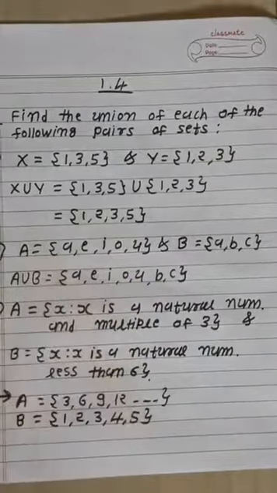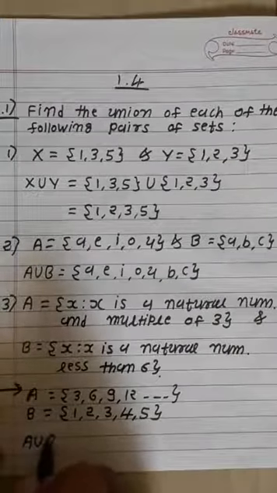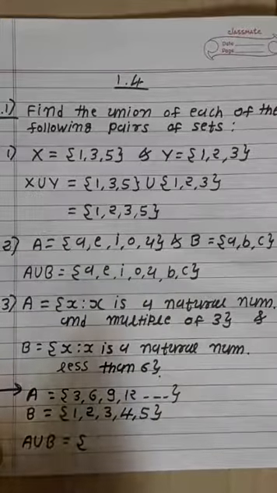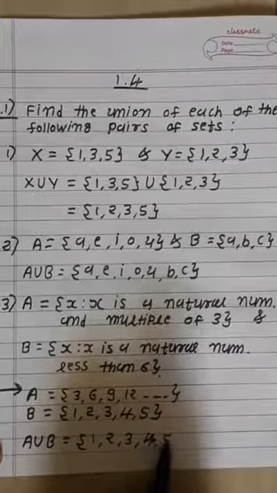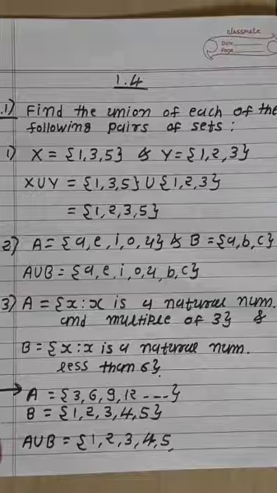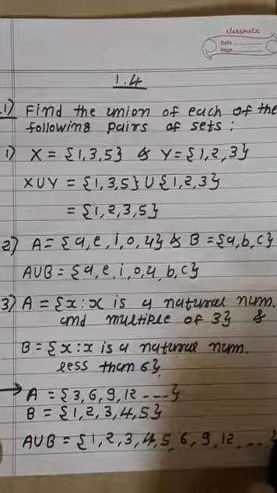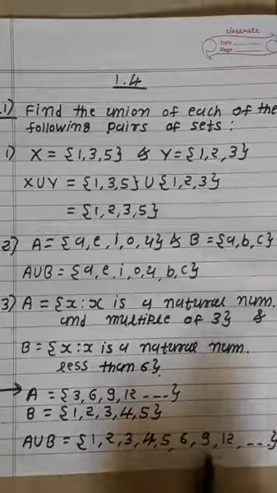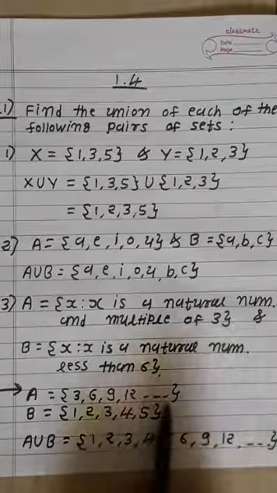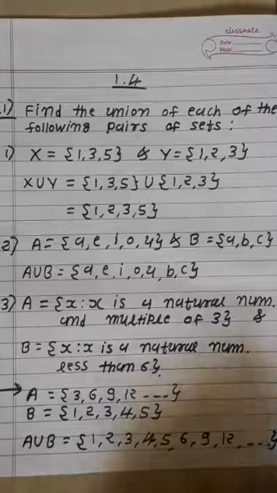Now we find A union B. So A union B is equal to the set of, first of all, 1, 2, 3, 4 and 5. Now after that 6, 9, 12 up to infinity, so we write dot dot dot and close the set. Since the up-to-infinity form is present, that's why in the answer for A union B we write this form.